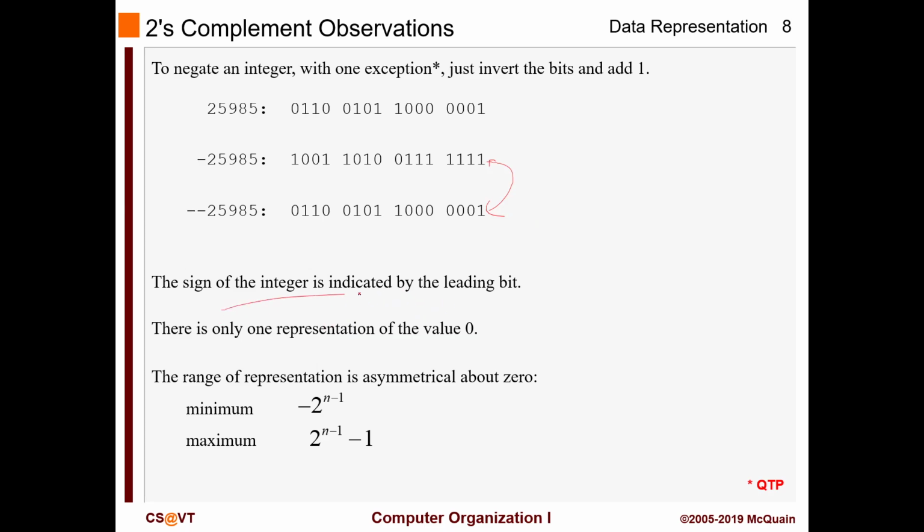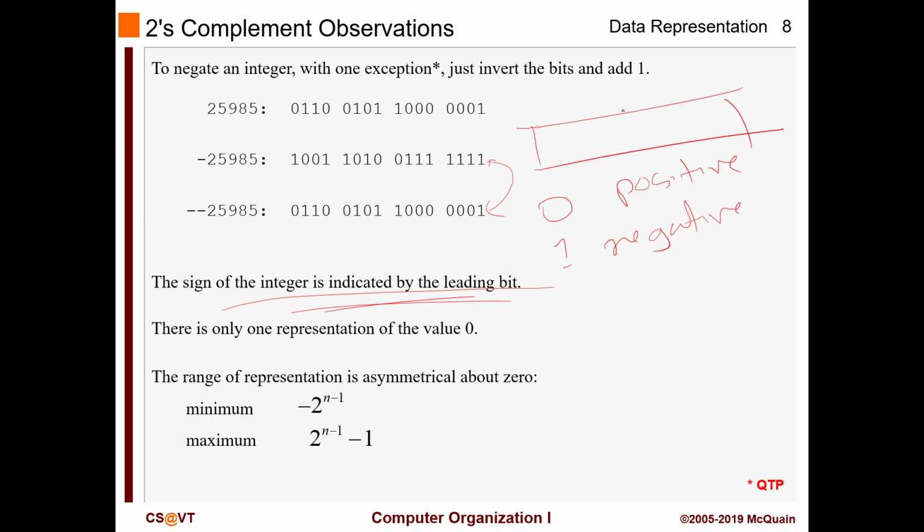The sign of an integer is indicated by the leading bit. Remember, if it's 0, it's positive. If it's 1, it's negative. And an integer itself is limited to 32 bits. So if you have a carryover to a 33rd bit, you are going to ignore that one. Whatever number is over here, that's the representation of the sign of your integer.